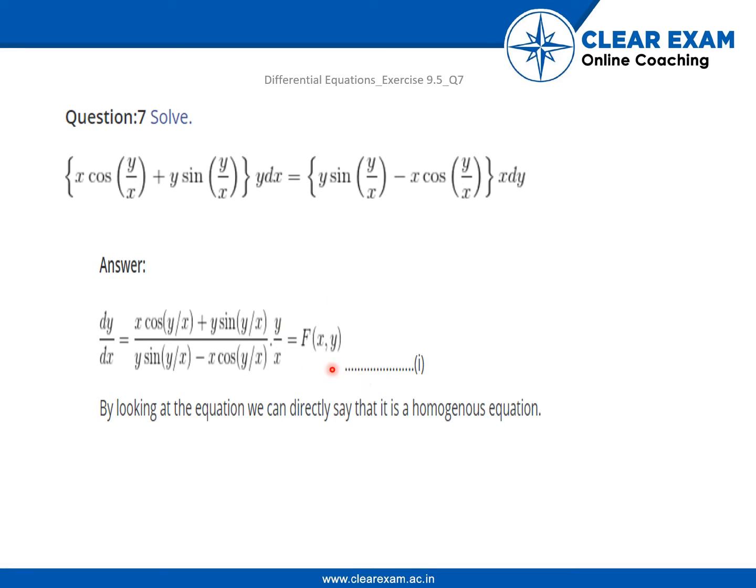Now let's consider this as f(x, y). By looking at the equation, we can directly say that it is a homogeneous equation, right? Because everything is symmetrical here.